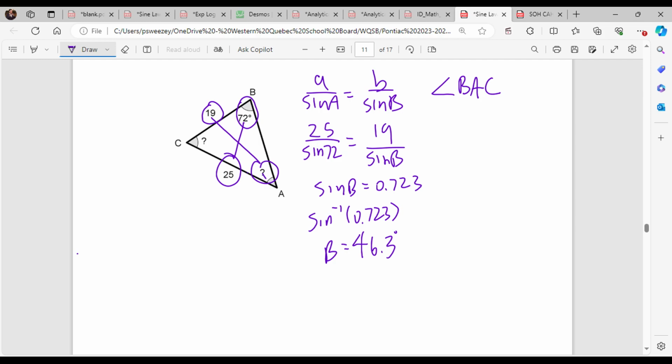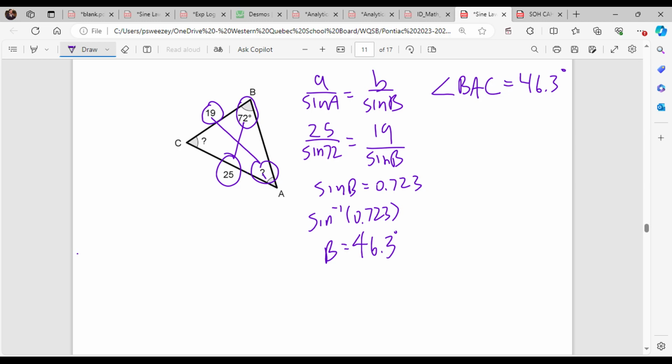The first letter is where I'm starting, the middle letter is the angle, and then I finish it off. That identifies that that is angle 46.3. Now, on the end of your exam, when you get to the final triangle, it'll probably be something like this. And it'll say something like find angle C, where we don't have anything on this side length here.